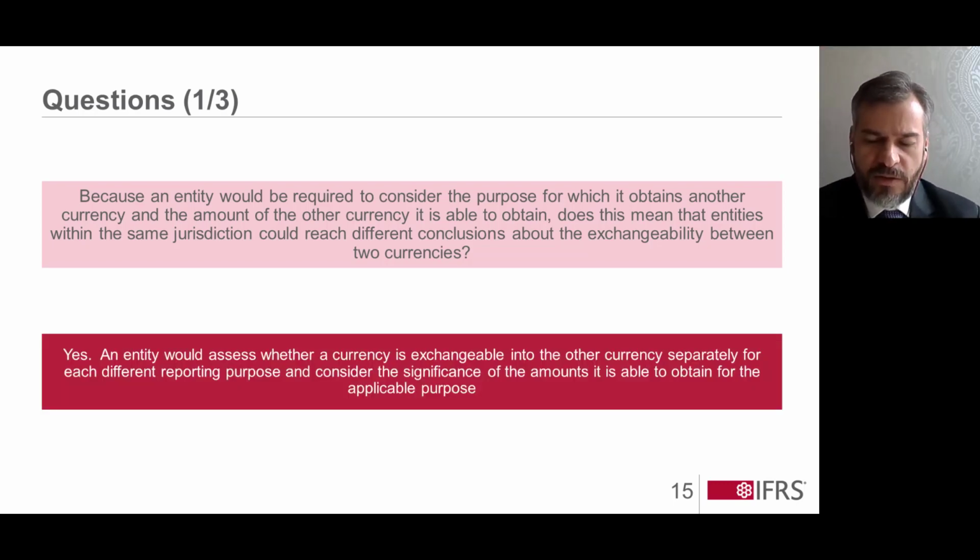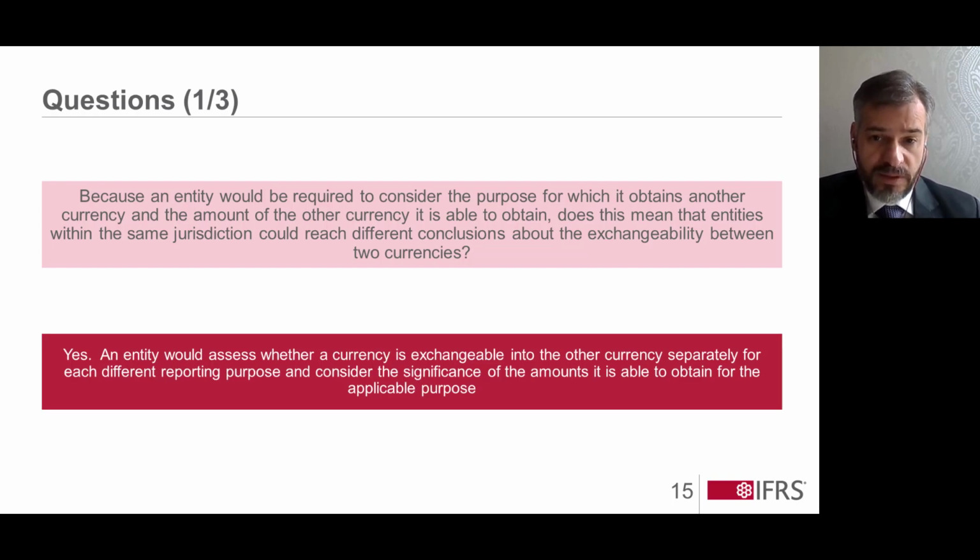Javed, yes, that's correct. Each company assesses exchangeability separately, and in making this assessment considers the purpose for which it obtains the other currency. So let's consider, for example, a jurisdiction in which the relevant authorities allow a company to obtain another currency to import vaccines, but not for any other purpose. In this case, a company that imports vaccines might conclude that the currency is exchangeable into another currency for purpose of translating the vaccine transactions.